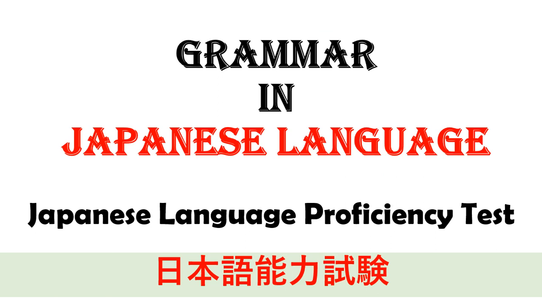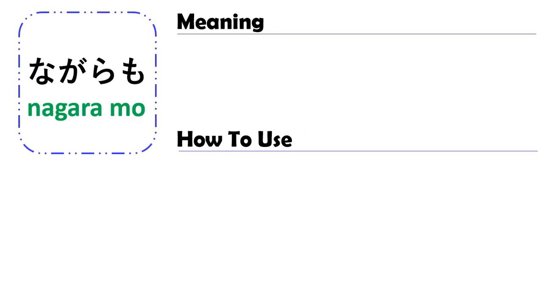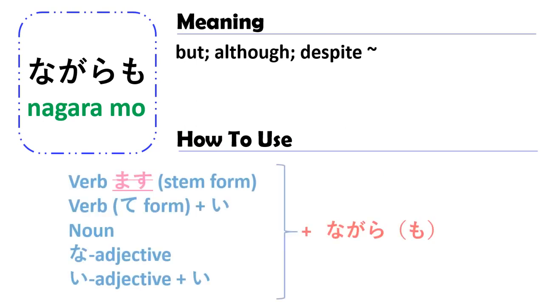Today we are going to learn about grammar for the Japanese Language Proficiency Test, JLPT. The grammar we are going to learn about today is ながらも (nagaramo). The grammar of ながらも means "but," "though," or "despite." In Japanese, when you use the grammar of ながらも, you can use it with verbs, nouns, and adjectives.